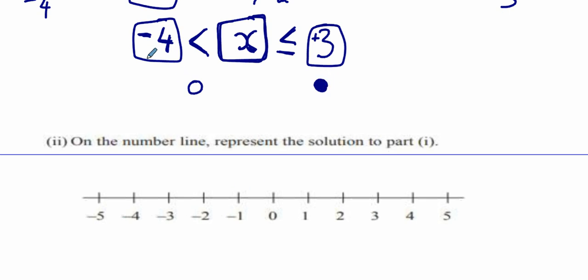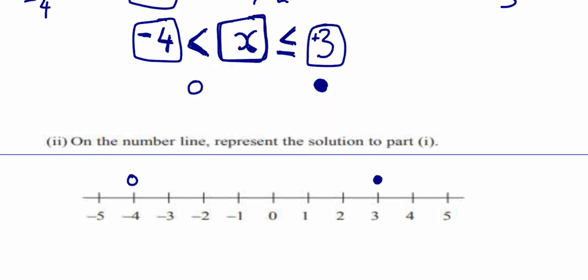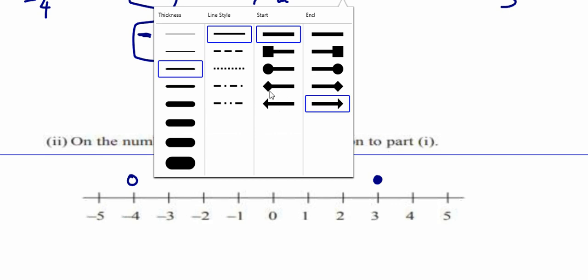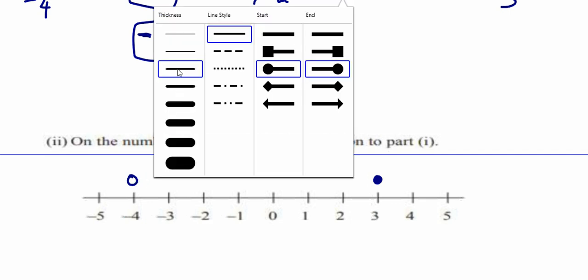Correct. Now, how do we show these two inequalities on the number line? We are going to have a closed circle just above 3, and an open circle just above negative 4. So all the numbers between negative 4 and positive 3, we join them using a ruler. So this is what we are going to do.